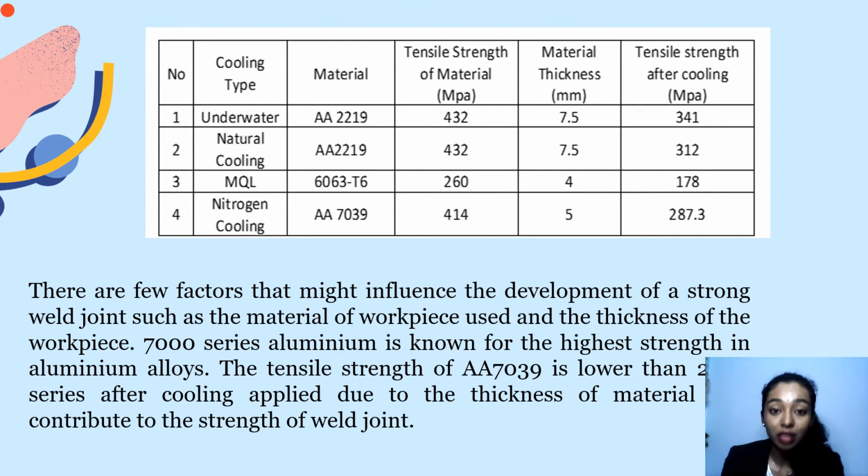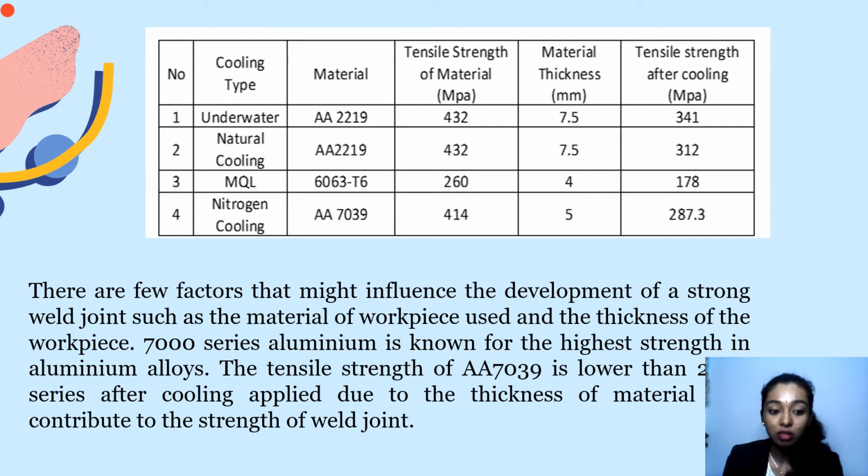So this is the tabulated data on the cooling type, the materials of workpiece, and the tensile strength before the cooling process, and then after the cooling process. So there are a few factors that might influence the development of a strong weld joint, such as the materials of workpiece used and the thickness of the workpiece itself. For example, here 7000 series of aluminium is known for the highest strength in the aluminium alloys.